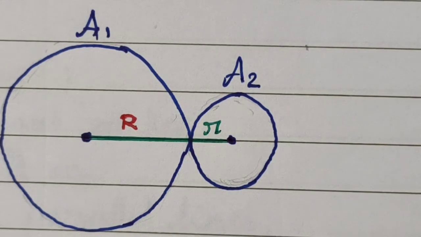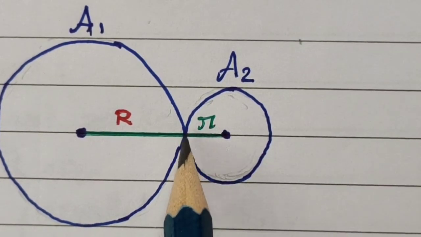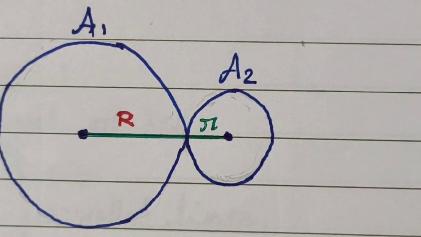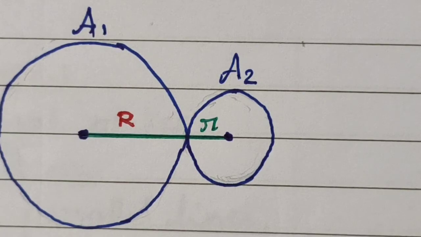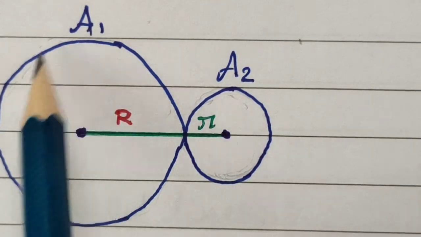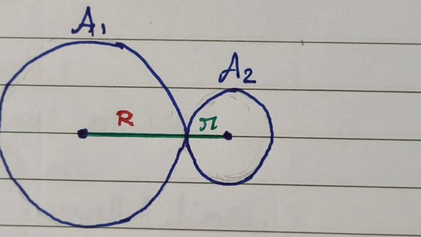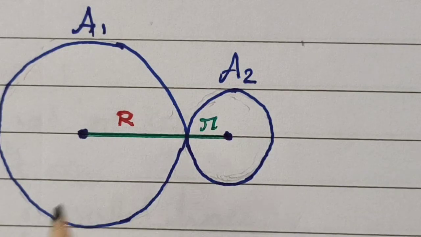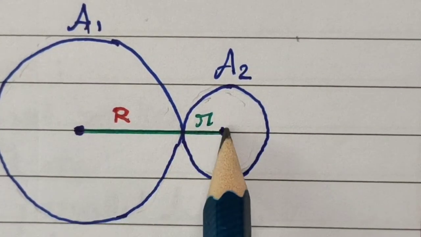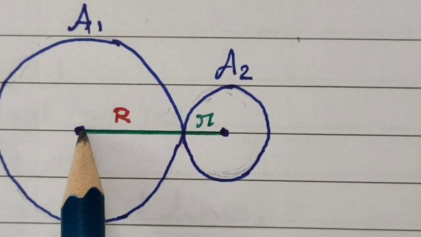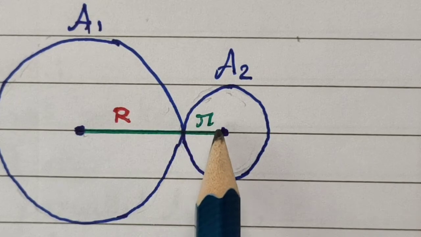Two circles touching externally. The sum of their areas is 130 pi square centimeter. The sum of the area of this circle plus the area of this circle, that is A1 plus A2, is equal to 130 pi square centimeter. And the distance between their centers, the distance between the center of this and this, is 14 centimeter. Then find out the radius of the bigger circle and the radius of the smaller circle.